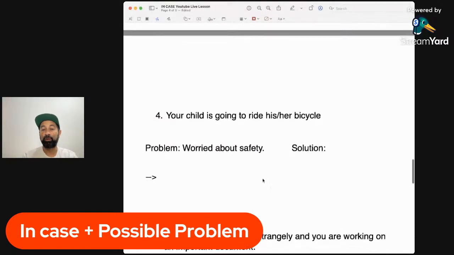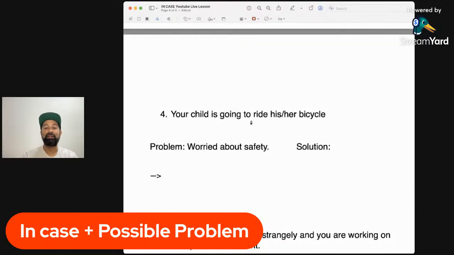Let's look at number 4. Number 4 says your child is going to ride his or her bicycle. Now, what's the problem? Of course, with any parent, the biggest problem they always fear is their child's safety. And of course, when children ride a bicycle, safety is an issue. We have to prepare for that. So, how do we prepare for that? What's the solution for this situation?